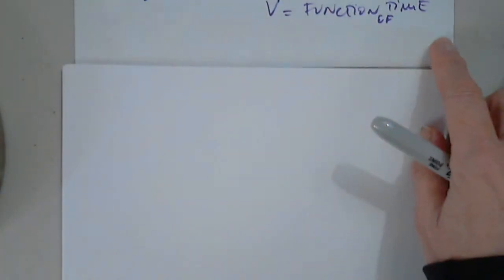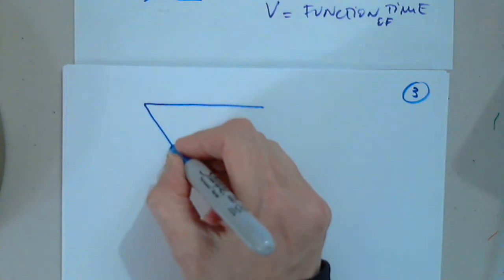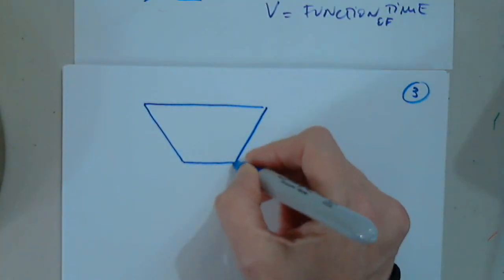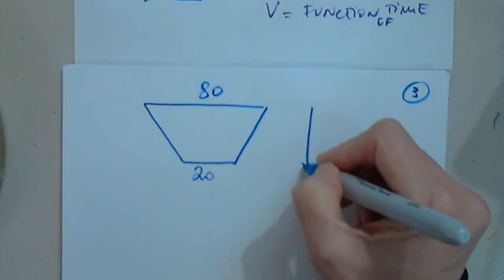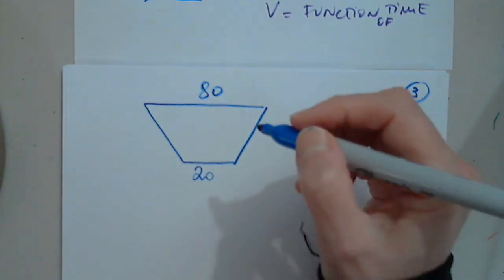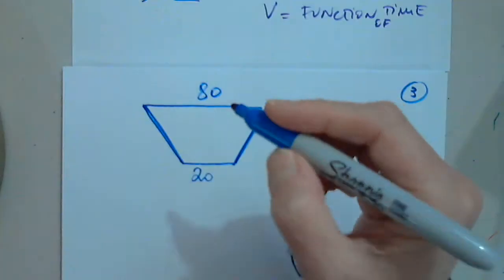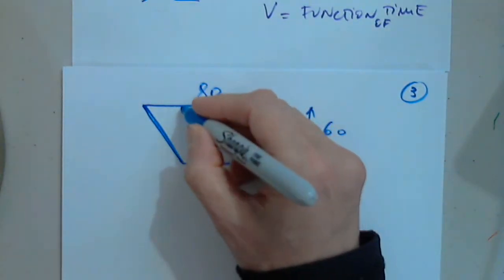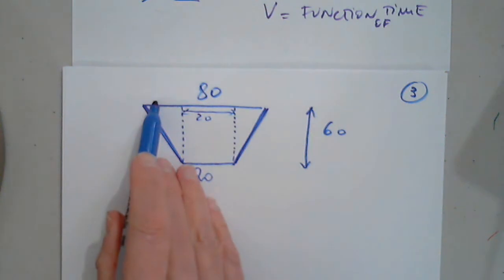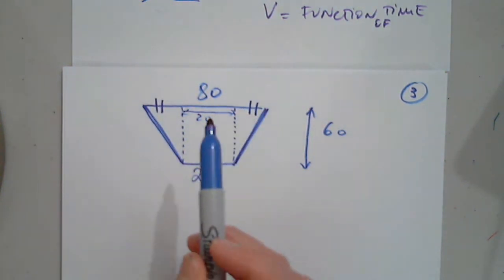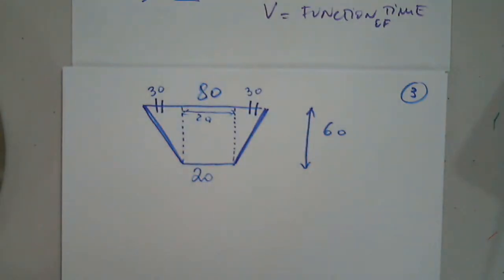Okay, so let's see how we do that. I'm going to enlarge this as much as I can so you can see what I'm doing. We know that this is 80, we know that this is 20, and we know that the height is 60. This is isosceles, meaning this length and this length are equal, so this is also 20. And these two little pieces are equal. If 80 minus 20 is 60, then this piece must be 30, and this piece must be 30.